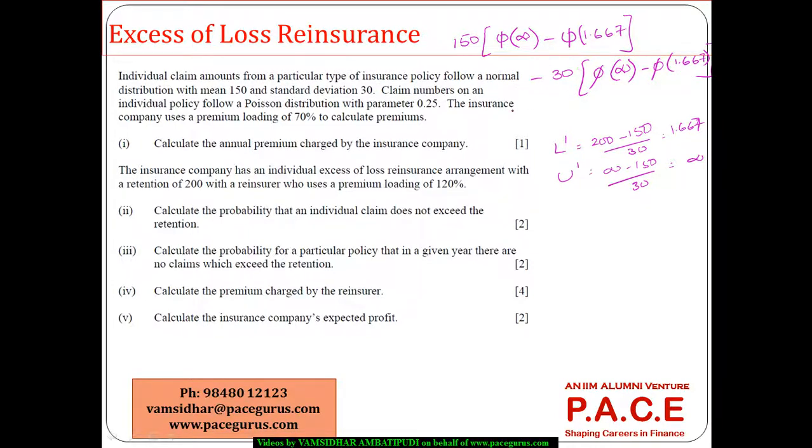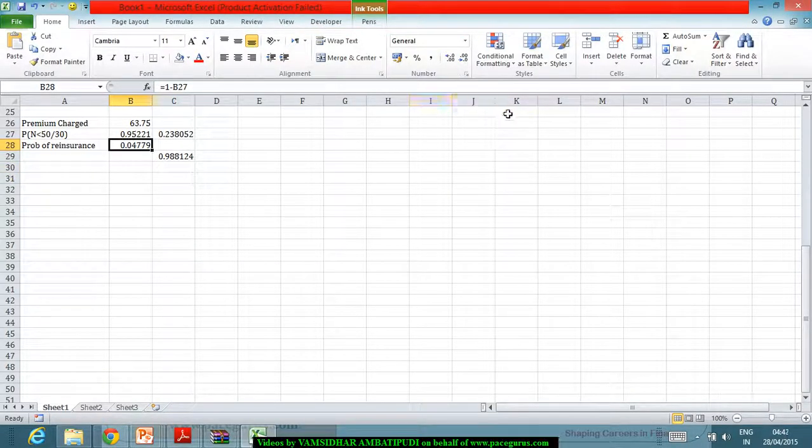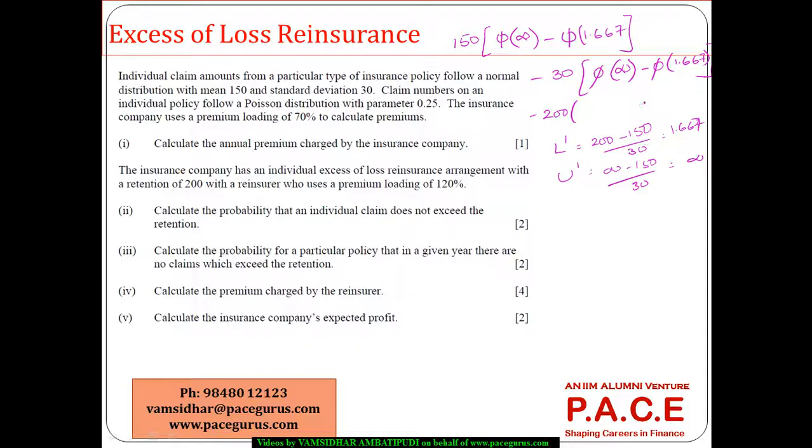Now this is the first term, and the second term for me is 200 times the probability that the claim amount is greater than the retention, which is around 0.04779, right? So this is what is going to work out to the expected claim amount. Okay, let's try it out.